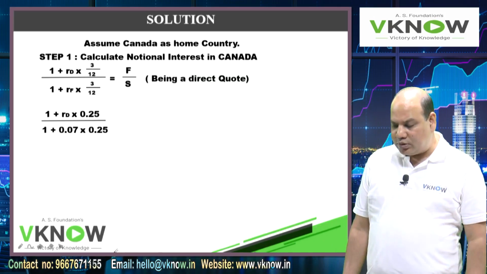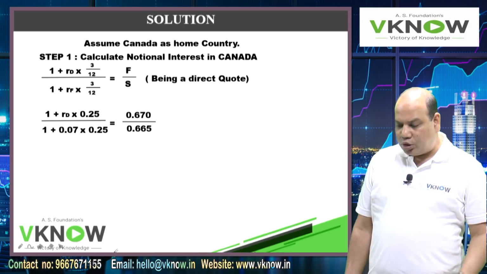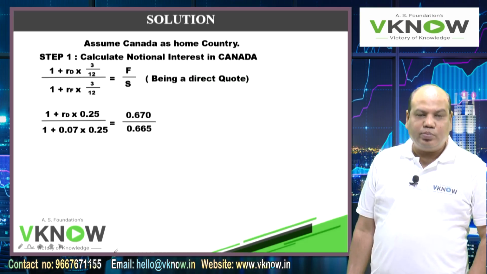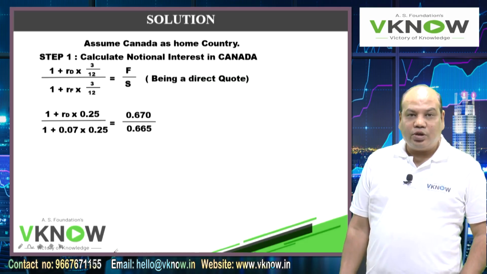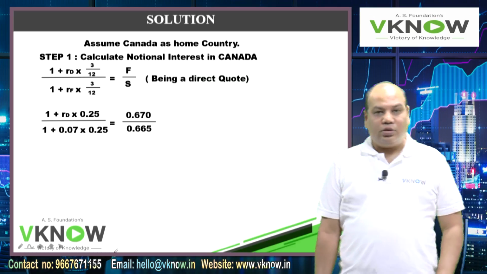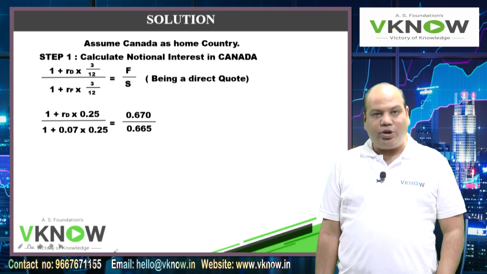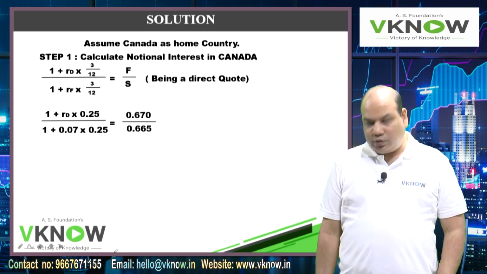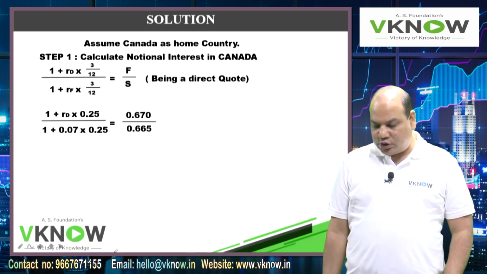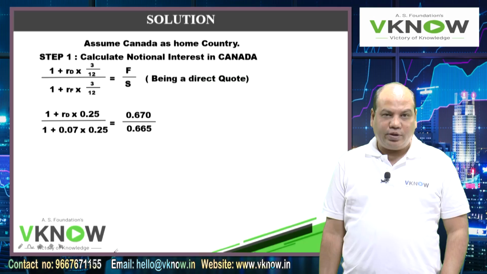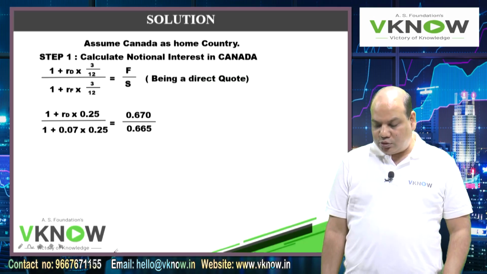Now put the numbers, and I have told you how to solve the equation. So 3 by 12 means 0.25. The missing figure is RD. I need to know what should be the interest rate in Canada at which there is no arbitrage. So (1 + RD × 0.25) / (1 + 0.07 × 0.25) = 0.670 / 0.665. I am sure you will be able to solve it now.